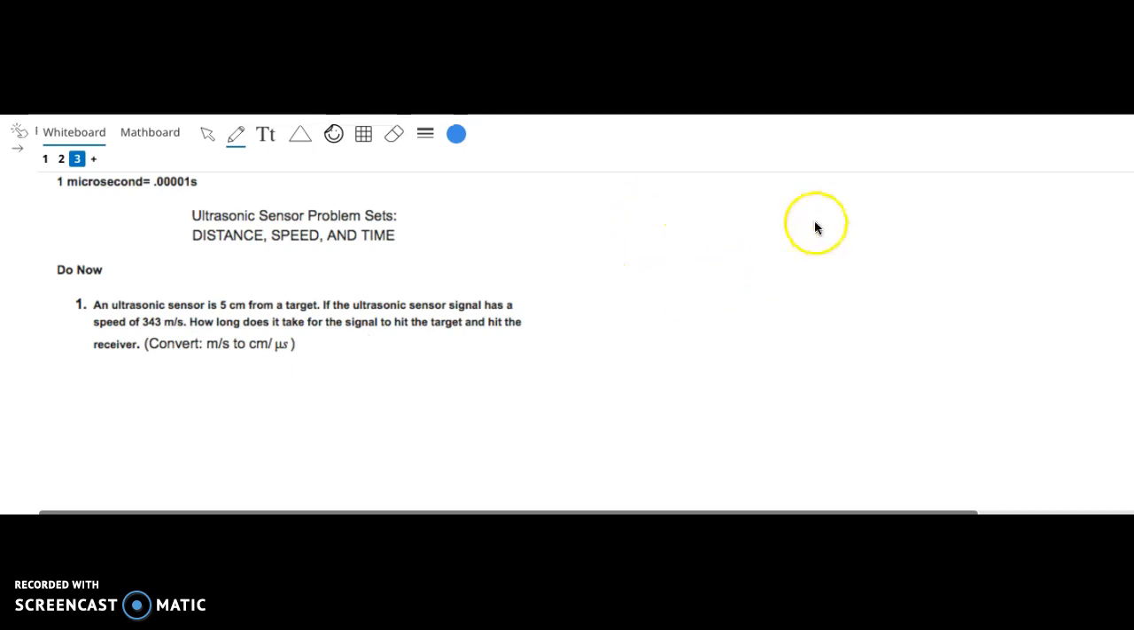Okay? So the question reads, an ultrasonic sensor is 5 centimeters from a target. If the ultrasonic sensor signal has a speed of 343 meters per second, how long does it take for the signal to hit the target and hit the receiver? Okay, so we want to first do our knowns. So it says that it's at a distance of 5 centimeters.